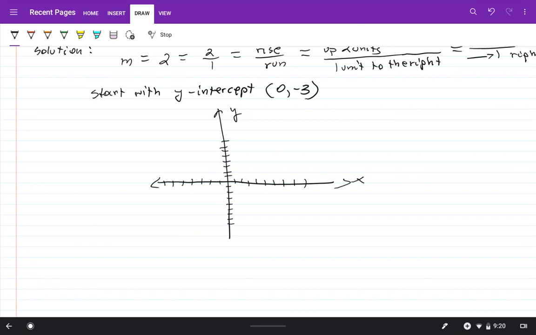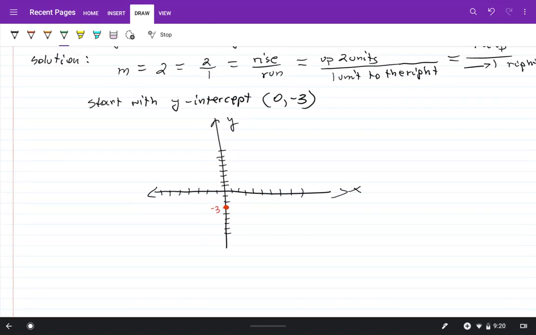Okay, so (0, -3), that's the y-intercept. Now I'm going to use the information that the slope is 2, which means 2 units up, 1 to the right. And that's my next point, which I can easily read the coordinates of: (1, -1).